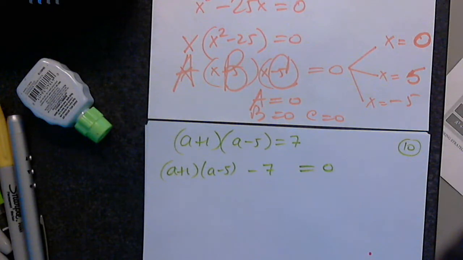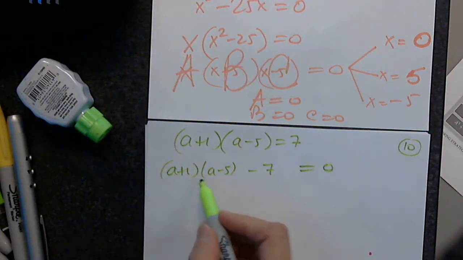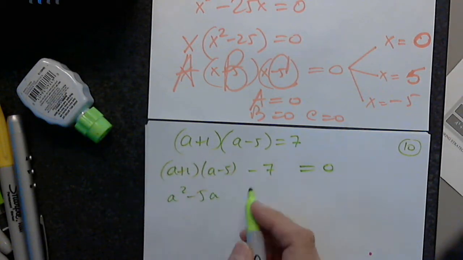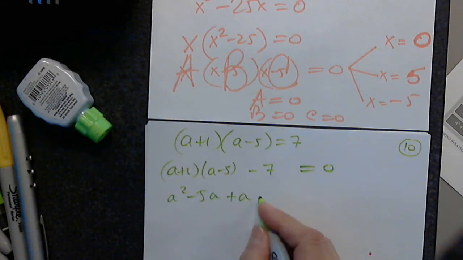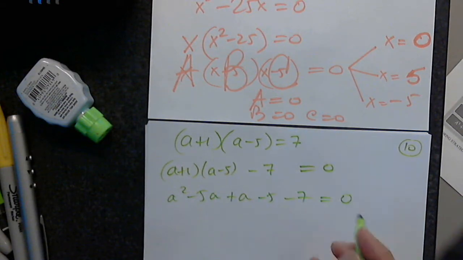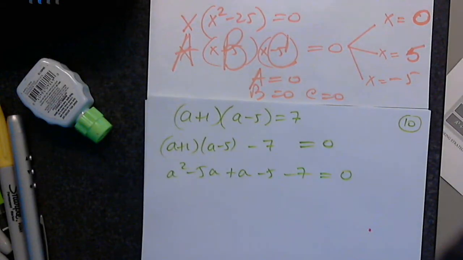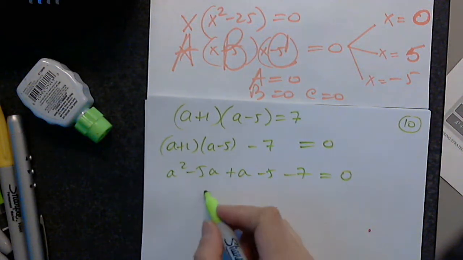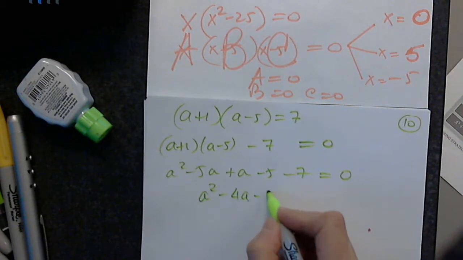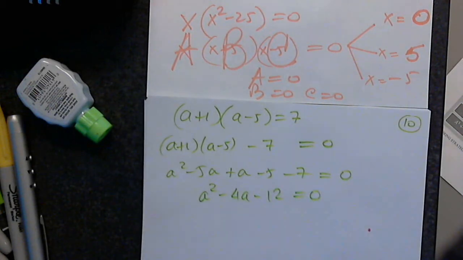I have to distribute, incorporate negative 7, and factor. Sure. So a squared minus 5a plus a minus 5 minus 7 equals 0. Absolutely. My only chance: distribute, combine my terms, and see what I get. So then I have a squared minus 4a minus 12 equals 0.